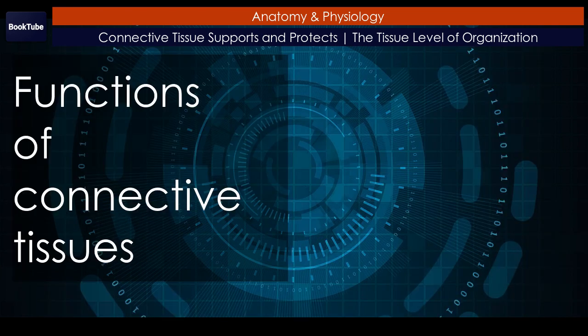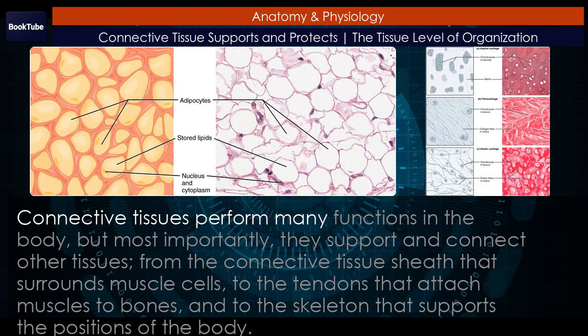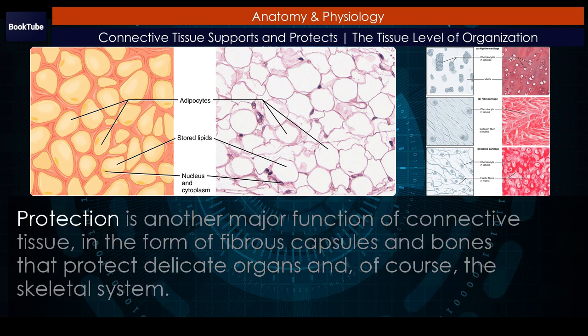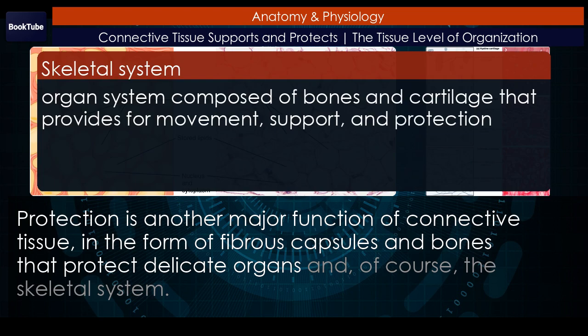Functions of connective tissues. Connective tissues perform many functions in the body, but most importantly, they support and connect other tissues. From the connective tissue sheath that surrounds muscle cells, to the tendons that attach muscles to bones, and to the skeleton that supports the positions of the body. Protection is another major function of connective tissue, in the form of fibrous capsules and bones that protect delicate organs and, of course, the skeletal system.